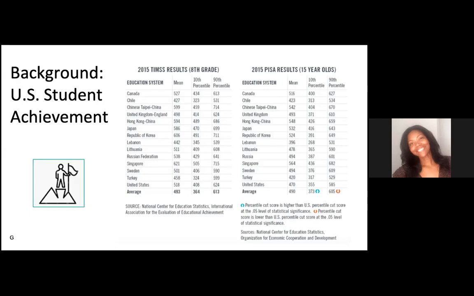And then here you see the United States is actually below average. What's interesting is that these tests are different qualitatively. So the PISA focuses more on real-world application, and we see that's where the United States was falling short. And so again, the US is outperformed by Canada, China, Japan, Singapore, Lithuania, and it goes on.